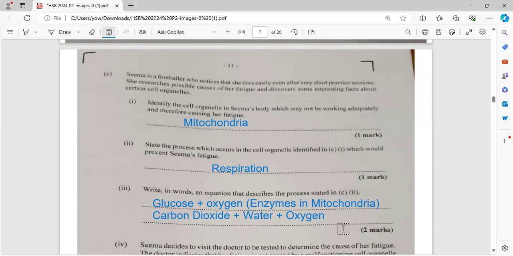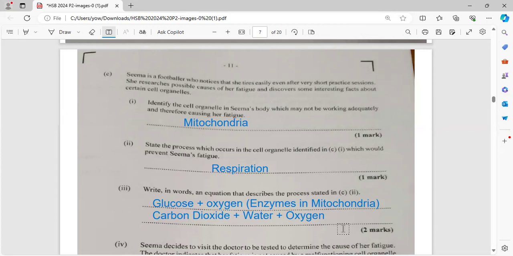glucose and oxygen are products of photosynthesis. So that's what the plants give us, right? So the raw materials of photosynthesis would be carbon dioxide plus water, right? And the products would be glucose and oxygen, right? And we as animals use that glucose and oxygen now, right, over enzymes in mitochondria. And as a byproduct, we give carbon dioxide and water plus oxygen.